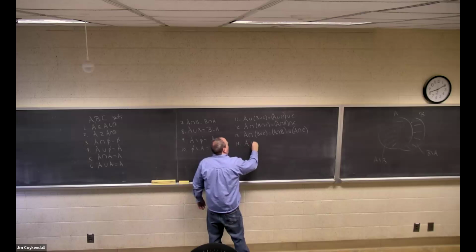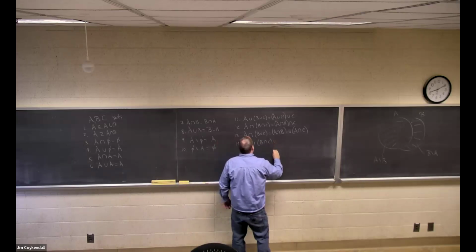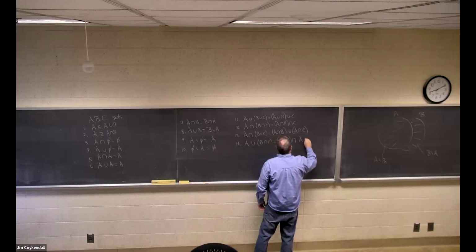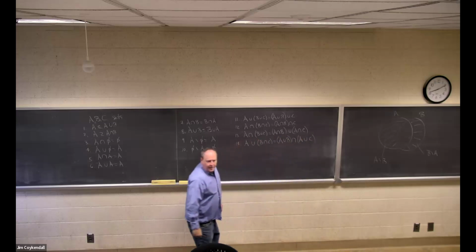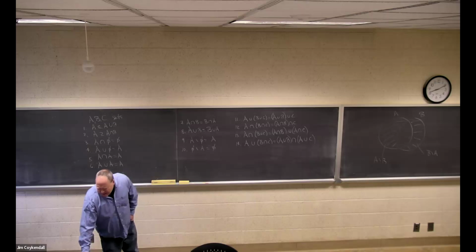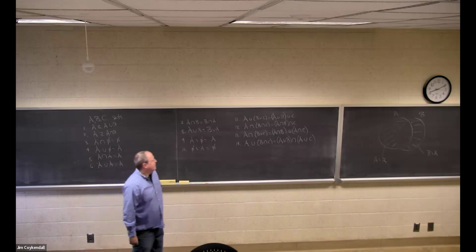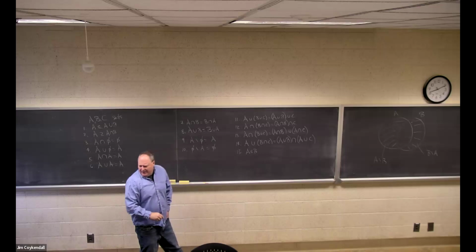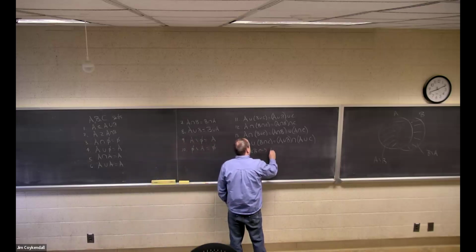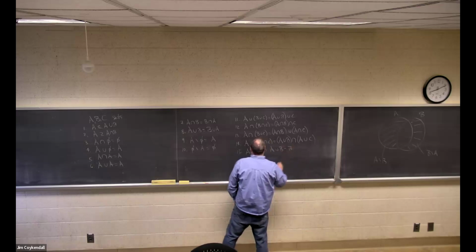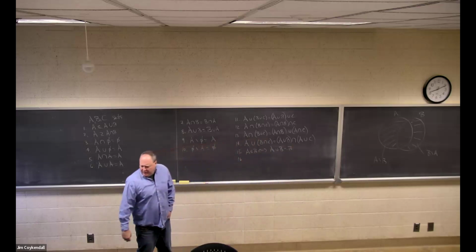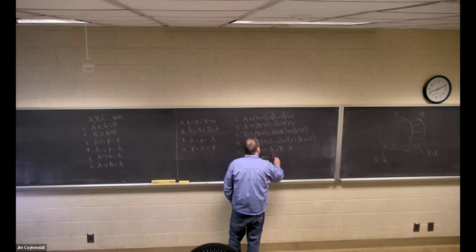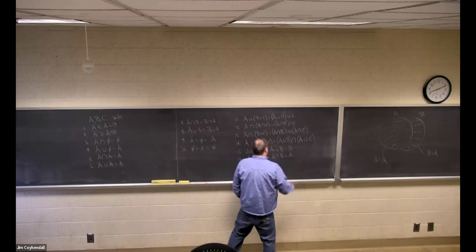So I want you all to think about what you think are the toughest ones. We'll prove a couple of things. Number 15: A is contained in B if and only if A union B equals B. Number 16: A is contained in B if and only if A intersect B equals A.